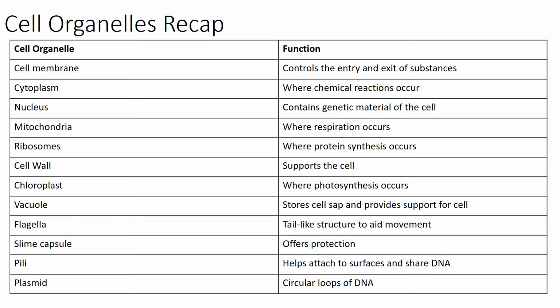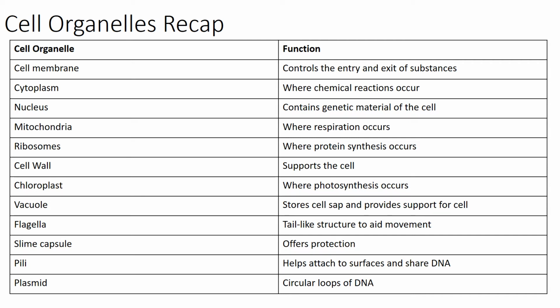To start with, we're going to have a quick recap of the organelles found in a cell. Most of these you will remember from years 7 and 8. However, I have added in some bacterial organelles for us to look at. These are the flagella, a tail-like structure to aid movement. Flagella are also found in sperm cells, again to aid movement, and we'll cover that in a later slide.